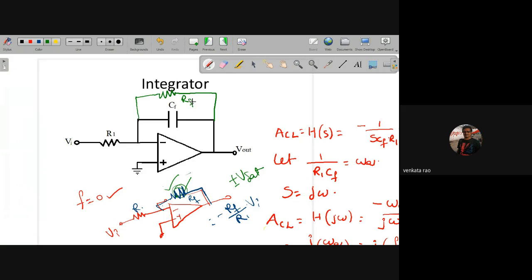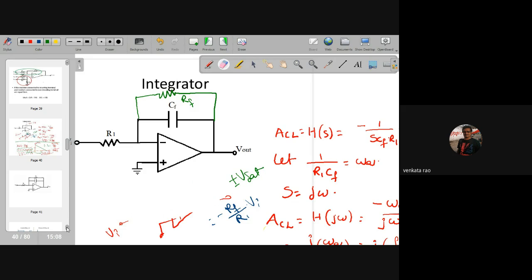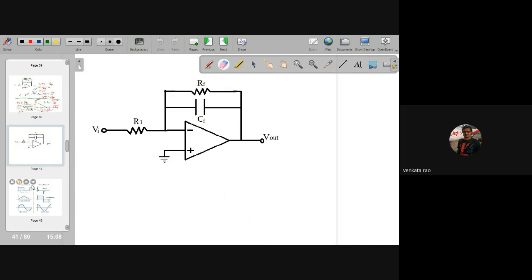That's it. Now this is the practical integrator. This is the circuit for the practical integrator. So now there is no instability in this. Previously there was the stability issue, now there is no stability problem in this. So is it okay? This is the circuit diagram of the practical integrator.